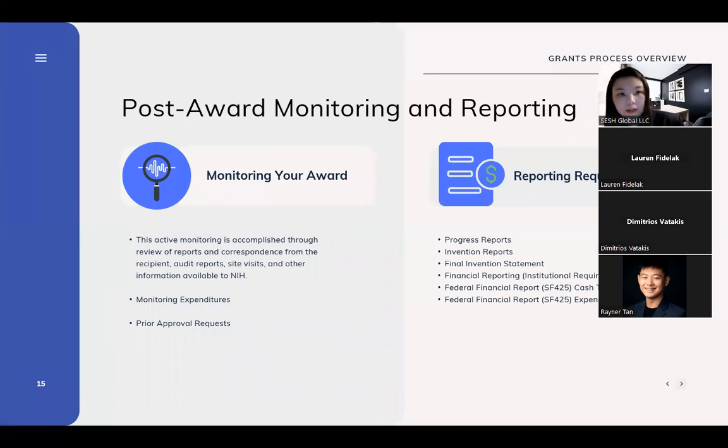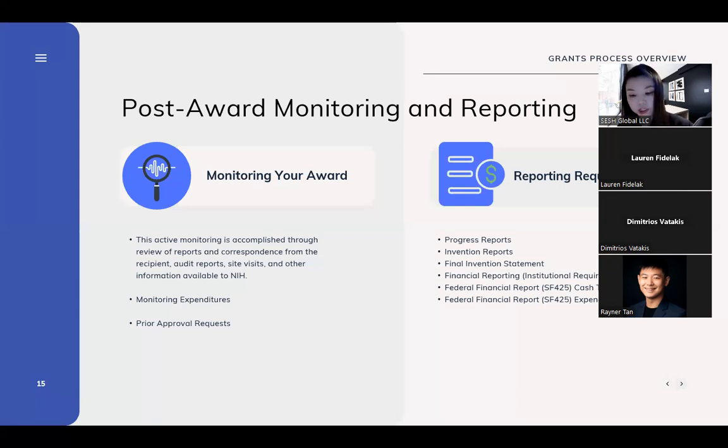So after you receive an award from the NIH, there are still many things to do to successfully manage your federal funds. Firstly, you are responsible for managing the day-to-day operations of your grant to identify potential problems and areas where technical assistance might be necessary. And also, your organization must have a financial system in place to monitor grant expenditures. In addition, all requests that require prior NIH approval must be made in writing to the grants management officer at least 30 days before the proposed change.